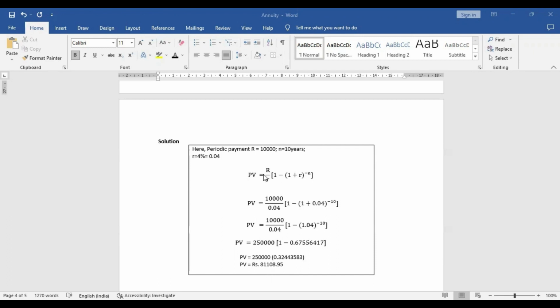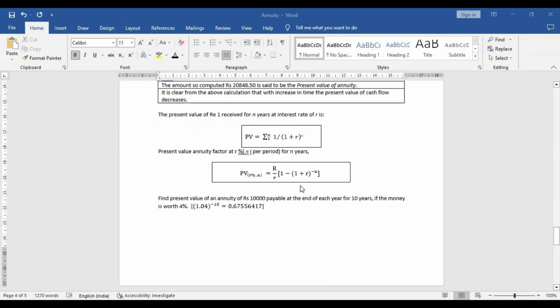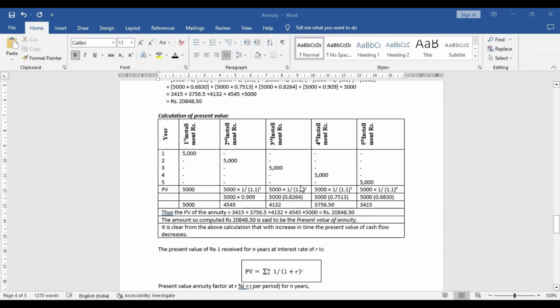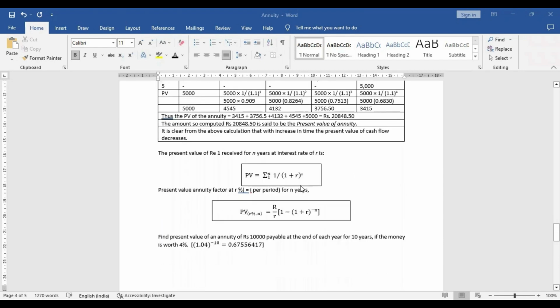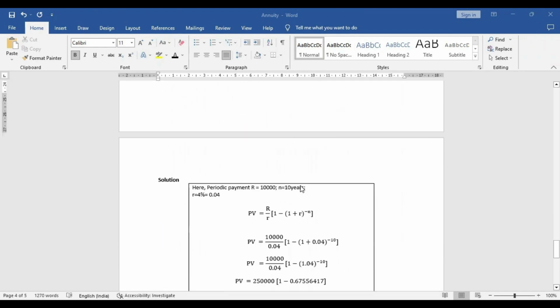Right? So making use of the formula itself, we have calculated the present value of annuity. I hope this will make you understand the future value of annuity as well as the present value of annuity with respect to ordinary or immediate annuity itself.